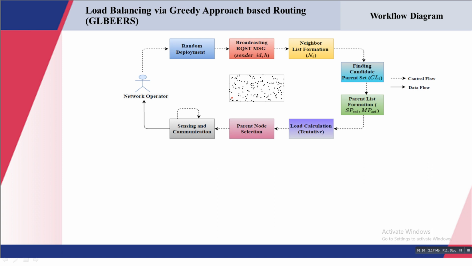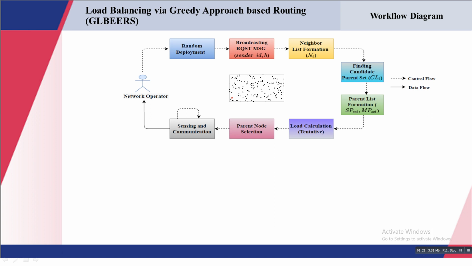Initially, the network operator deploys the sensor nodes in a random fashion into the environment which we have to sense. Once the sensor nodes are deployed, the sink node broadcasts a request message into the environment. This request message has two attributes, sender ID and hop count. Initially, when the sink broadcasts this request message, the sender ID is 0 for the sink node, and the hop count of the sink node is considered as 0.